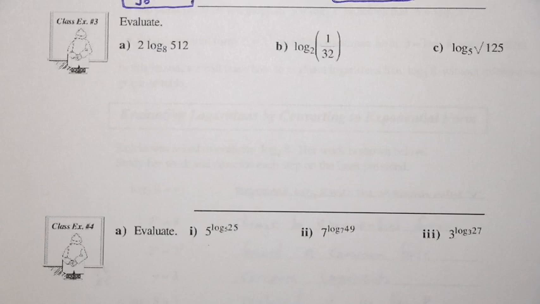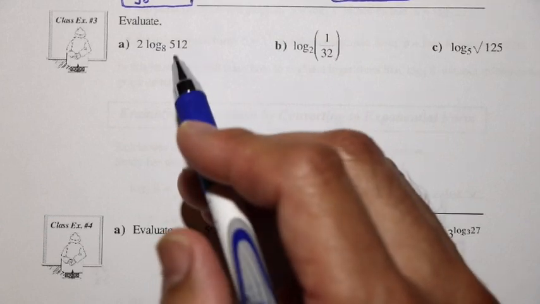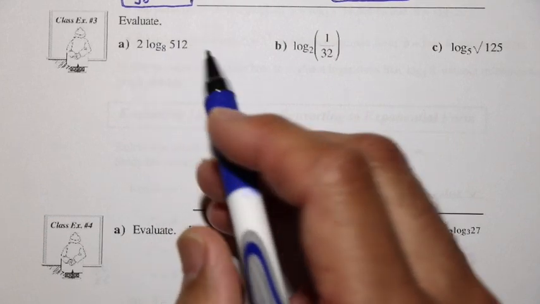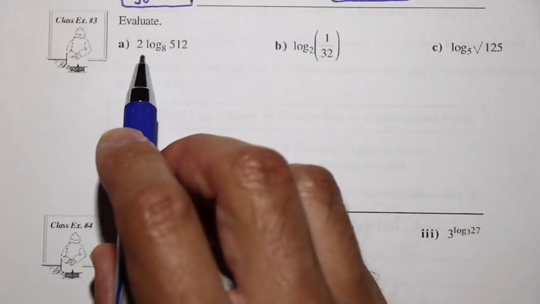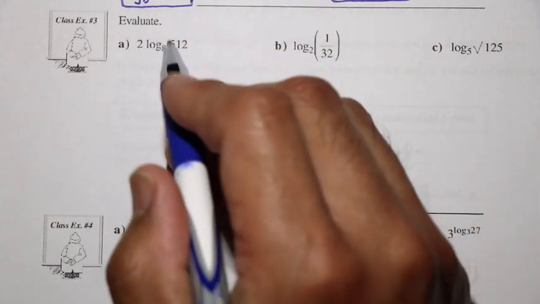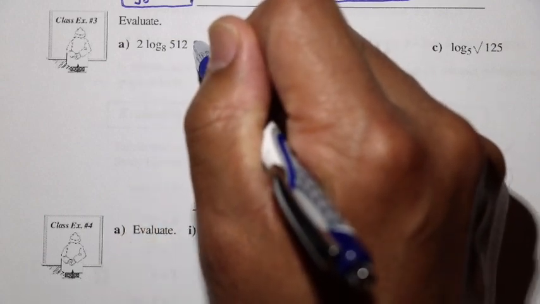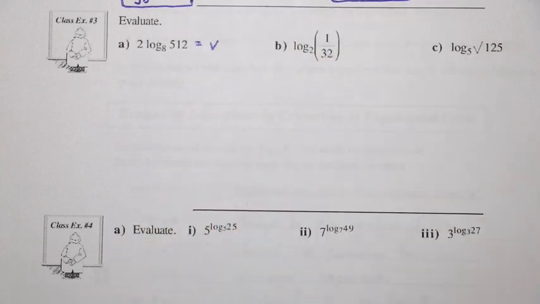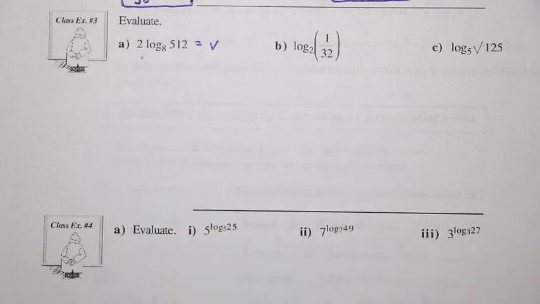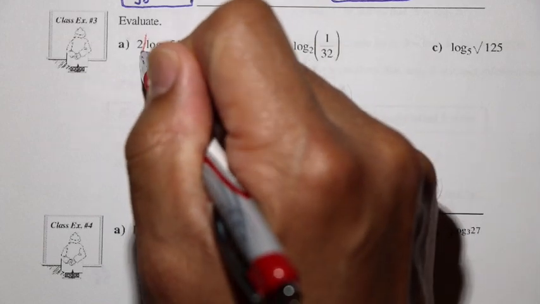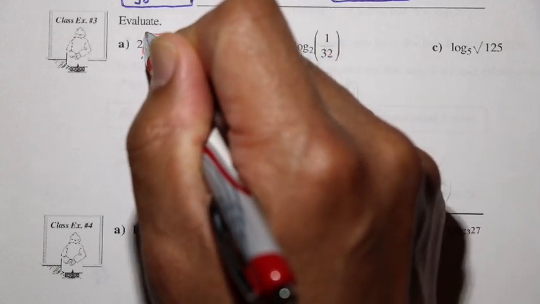Let's take a look at class example number 3. We're going to evaluate these expressions here. And we have a number in front as well in this case. We have 2 log base 8 of 512. So here we can say that that is equal to v. And therefore, before we go on, we're going to try and isolate the log expression itself, so we don't want anything to be multiplied by it.